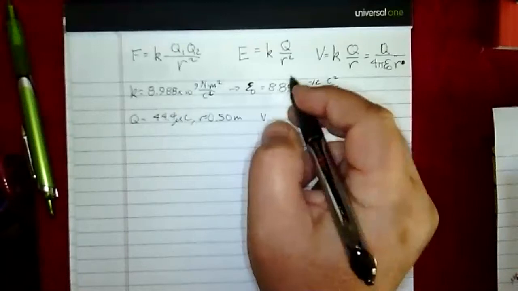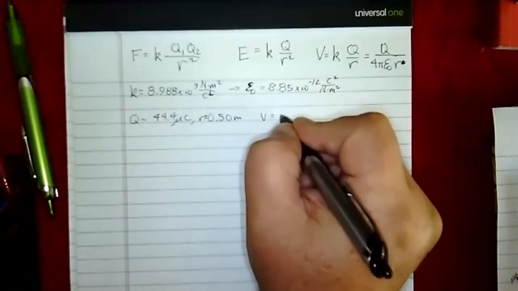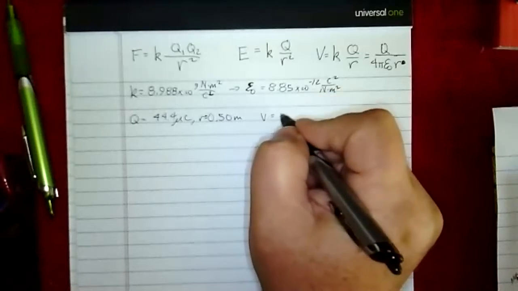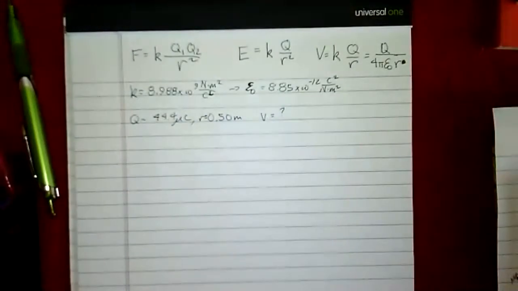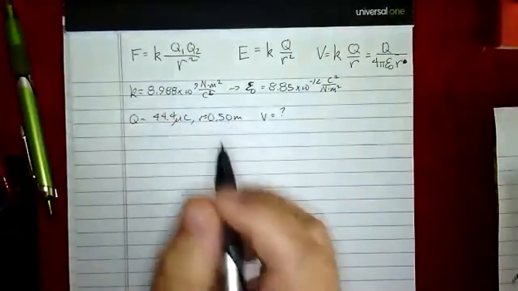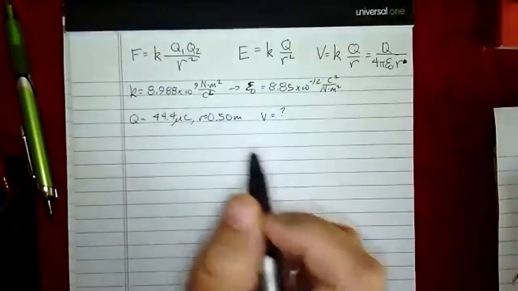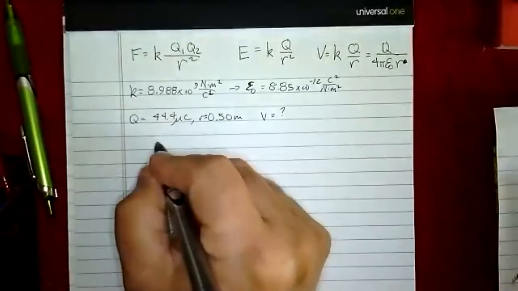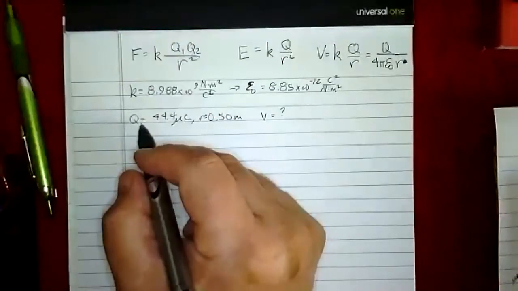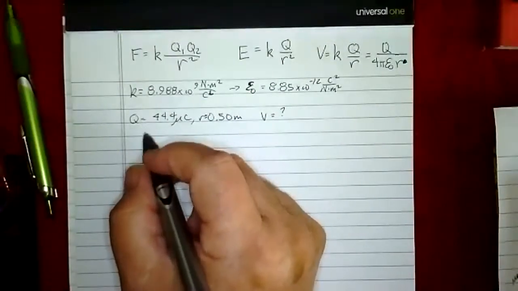So I'd like to know, what is the electric potential, which is another word for voltage, 0.50 meters away from a 44.4 microcoulomb charge? So the formula is pretty straightforward. Really what we're doing is imagining that if you go infinitely far away from this charge, the electric potential would be 0, because obviously if you're infinitely far away, it shouldn't have any effect.